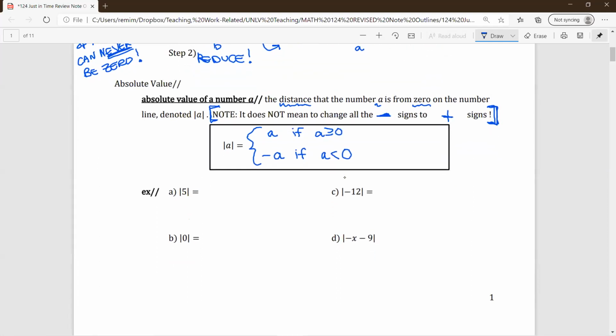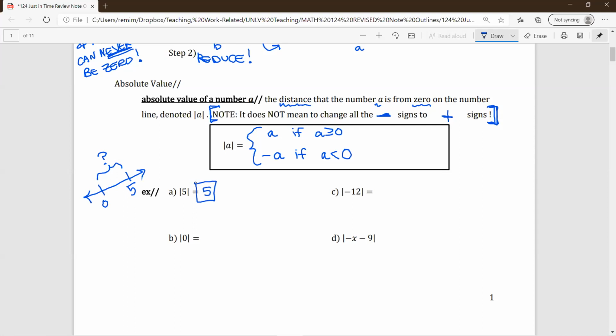So part A, it just says the absolute value of 5. So what you really want to think of this as is you think about the number 5 and where it is on the number line. So maybe we have 0 here and then we have 5 here. So it's just asking how far is that distance? Well, from 0 to 5, it's 5 away. So the answer is 5.